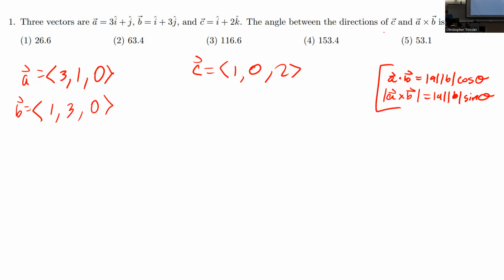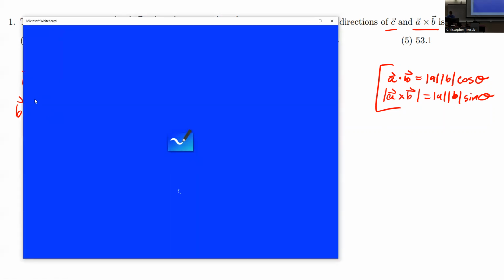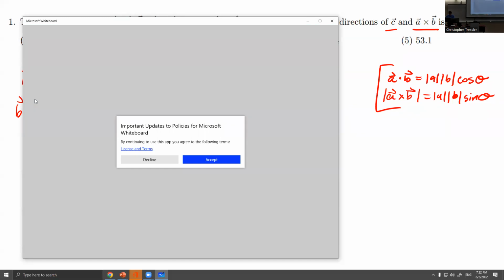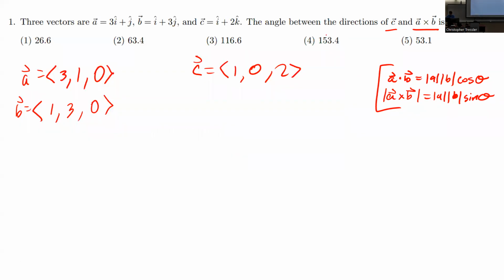It's first telling me to find the angle between C and A cross B. So first we're going to have to find A cross B. We're going to do a cross product. When we do a cross product, we cover up the X, and we see that it's 1 times 0 and 3 times 0, so that's 0. We cover up the Y, and we see that it's 3 times 0 and 1 times 0, so that's also 0. And for the Z, it's going to be 3 times 3, which is 9, minus 1 times 1, which is 1. So it's going to be 9 minus 1 equals 8. Hopefully that makes sense.